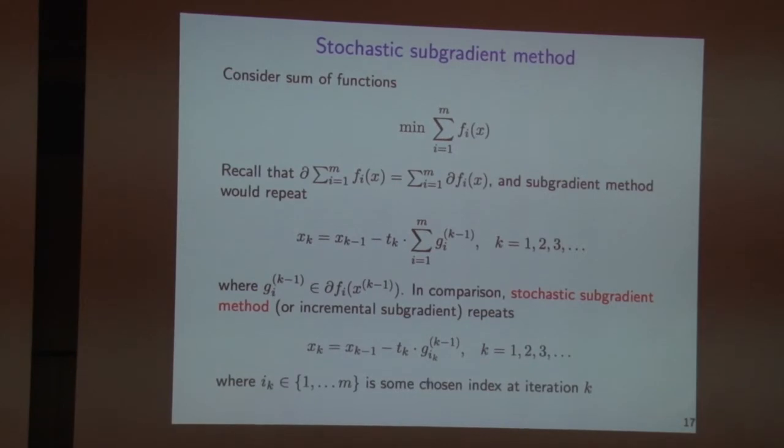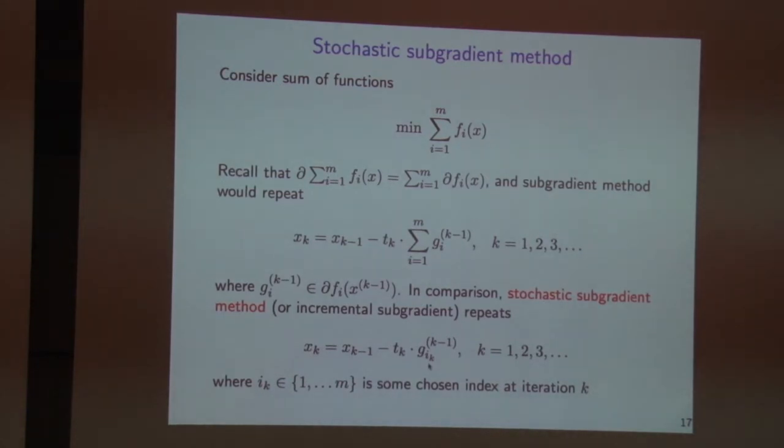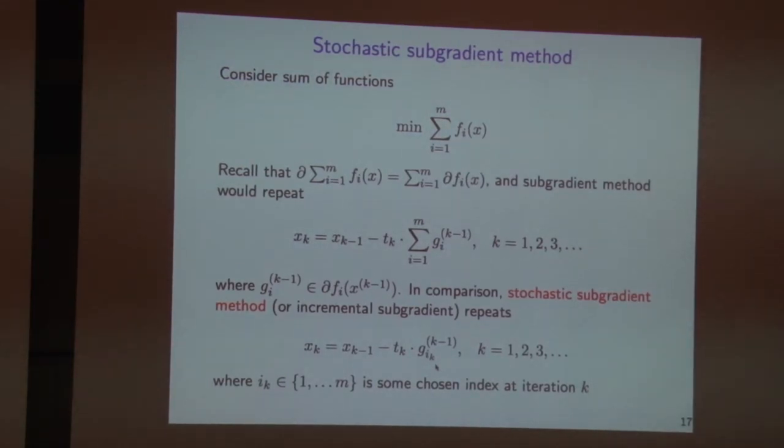And it chooses one of them according to some rule. So again, I'm going to choose some index ik from 1 to m. I'll tell you how to do that in the next slide. And I'll just take the subgradient of that function fik and allow that to describe my update rather than the sum of subgradients, called the stochastic subgradient method. So just peek at that for a second because it's an important distinction.